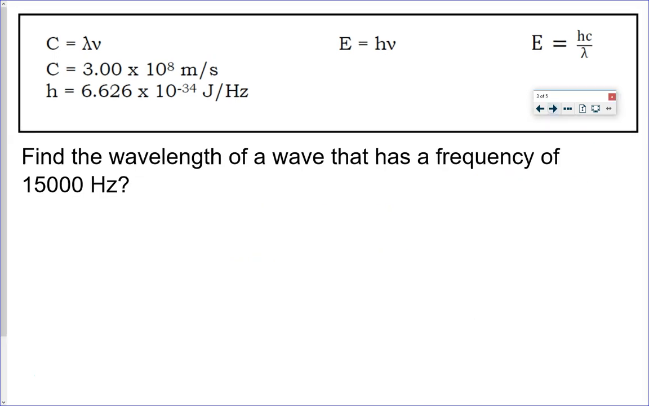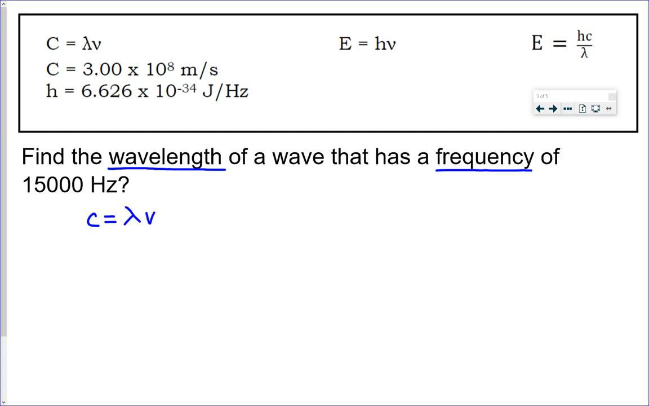On to problem number 2. This one says find the wavelength of a wave that has a frequency of 15,000 hertz. Again, here we try and figure out what equation we're going to be using. This has wavelength and it has frequency in it. So again, we're going to be using the equation c equals lambda nu.